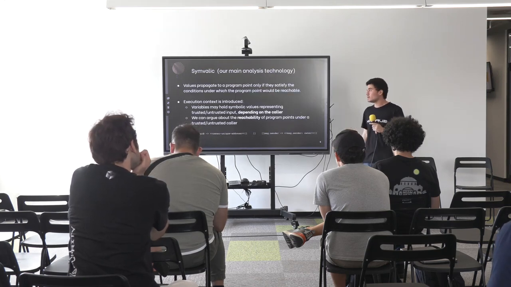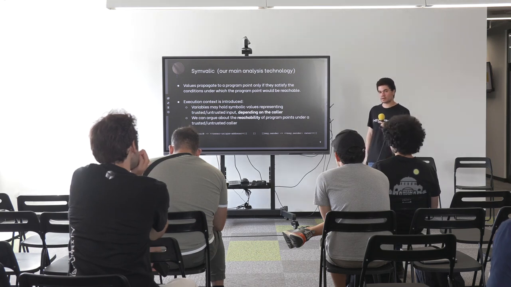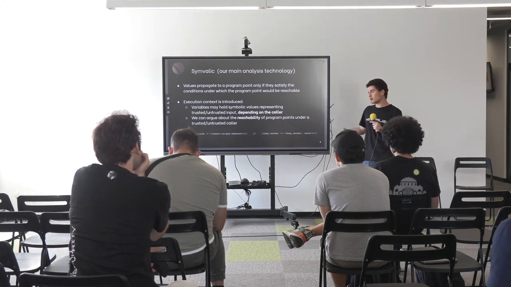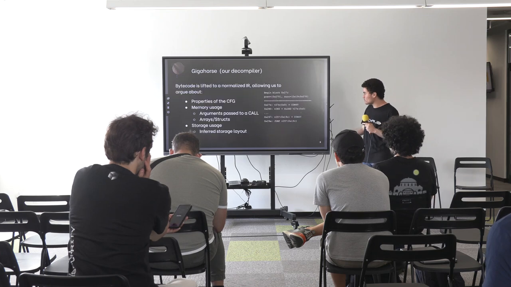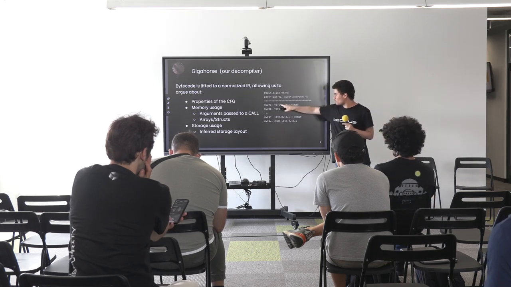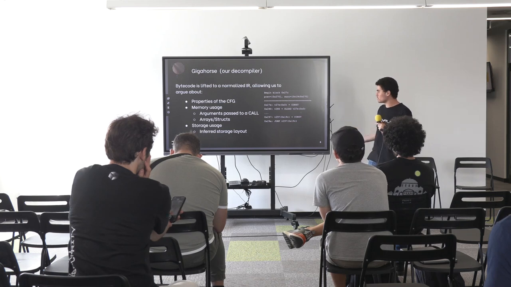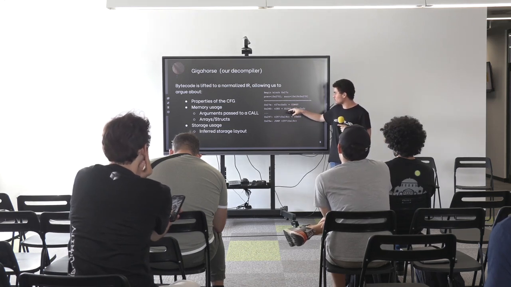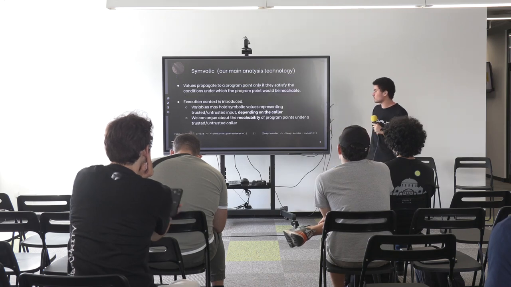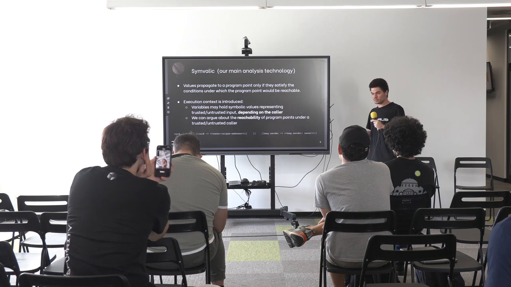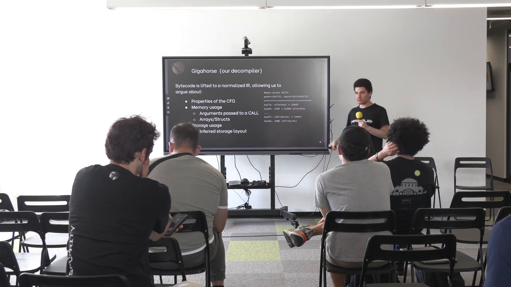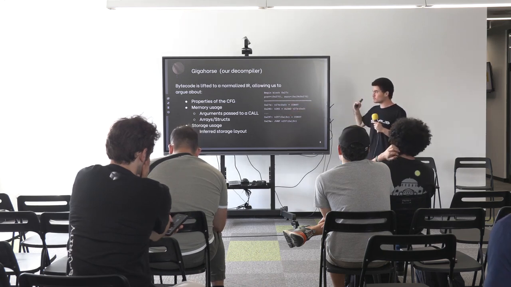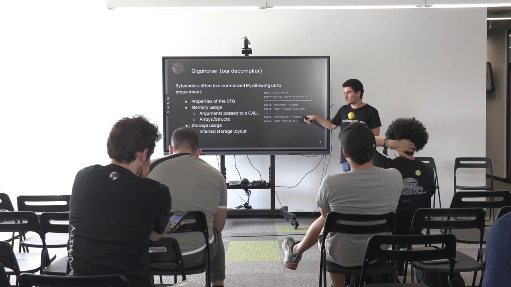The second part is Symbolic, which is our main analysis technology regarding vulnerability detection. What Symbolic essentially tries to do is assign proper symbolic and concrete values to all those variables inside those basic blocks. And it does so by trying to be path sensitive, meaning that a variable will receive a value only if that value satisfies the constraints that make that point of the program reachable.